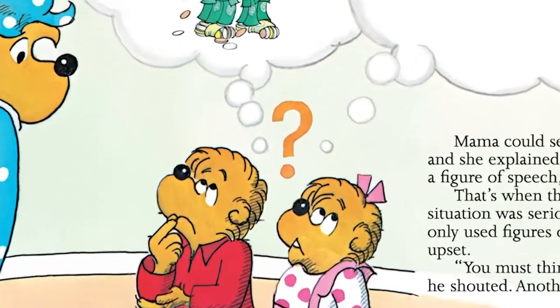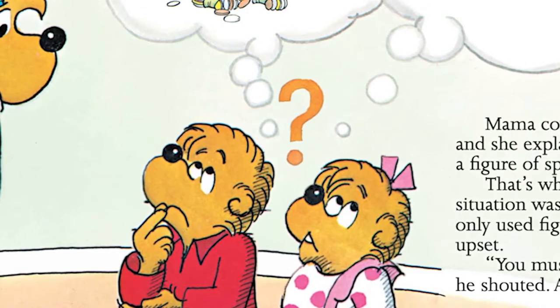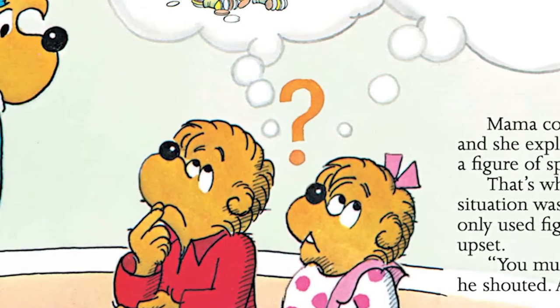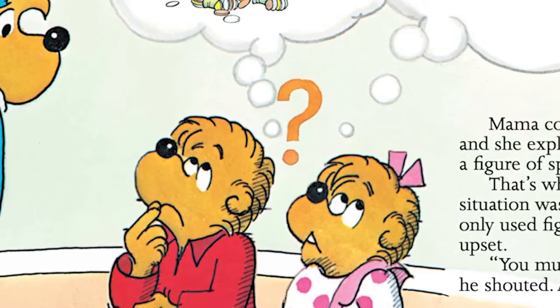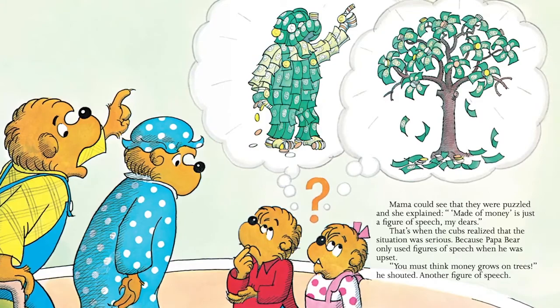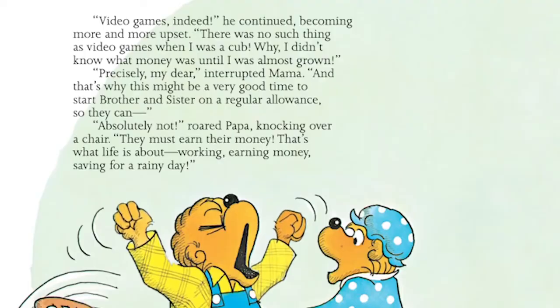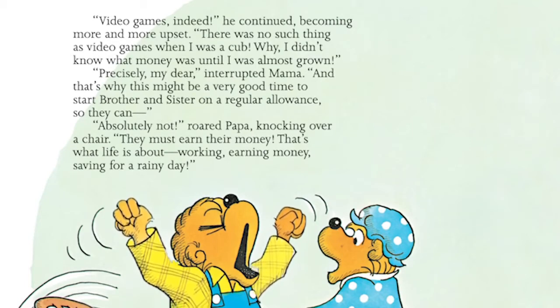my dears." That's when the cubs realized that the situation was pretty serious, because Papa Bear only used figures of speech when he was very, very upset. "You must think that money grows on trees," he shouted. "Video games indeed," he continued, becoming more and more upset. "There was no such thing as video games when I was a cub. Why, I didn't even know what money was until I was almost a grown-up," he said.